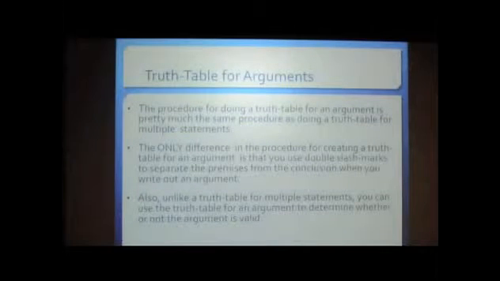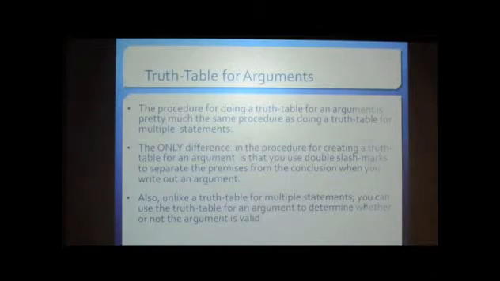The procedure for doing a truth table for an argument is pretty much the same procedure as doing a truth table for multiple statements. The only difference in the procedure for creating a truth table for an argument is that you use double slash marks to separate the premises from the conclusion when you write out an argument. Also, unlike a truth table for multiple statements, you can use the truth table for an argument to determine whether or not the argument is valid.